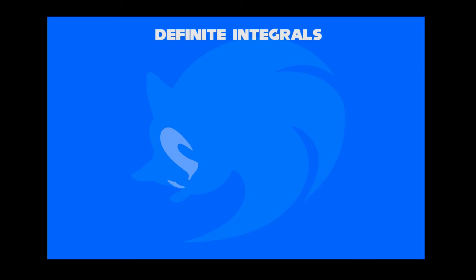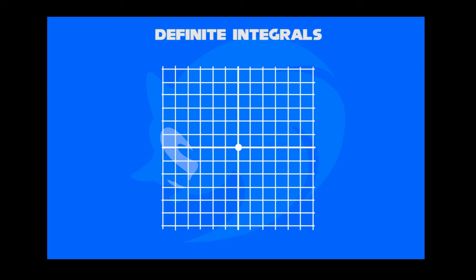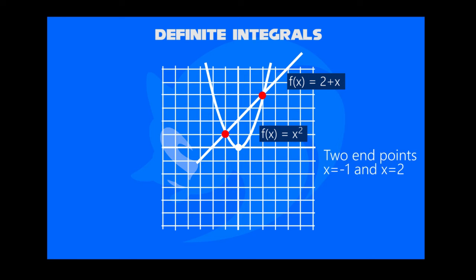In this graph, we'd like to plot an example. Let's take f of x to be x squared, and another f of x to be a diagonal line, say 2 plus x. We see a parabola and a diagonal line. The diagonal line 2 plus x is now intersecting the parabola. There are two endpoints where they meet. The beginning point is x equals minus 1, and the end point is x equals 2.